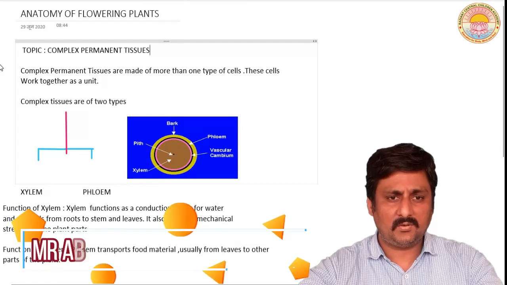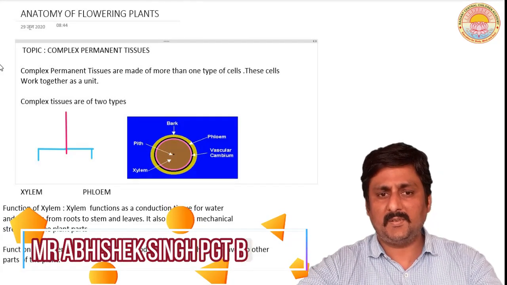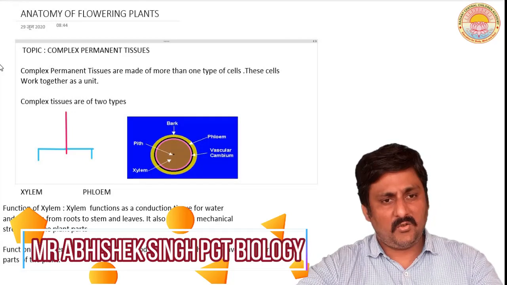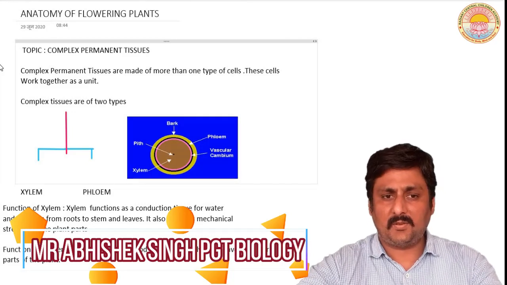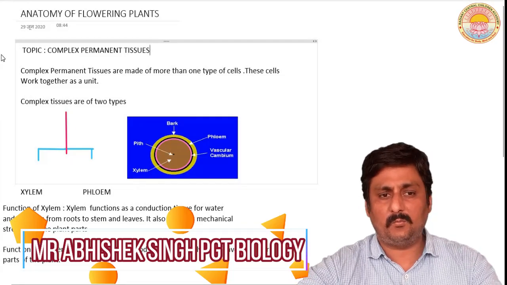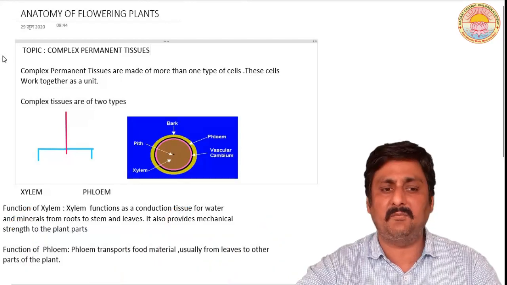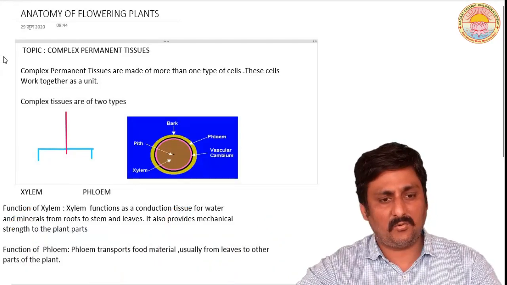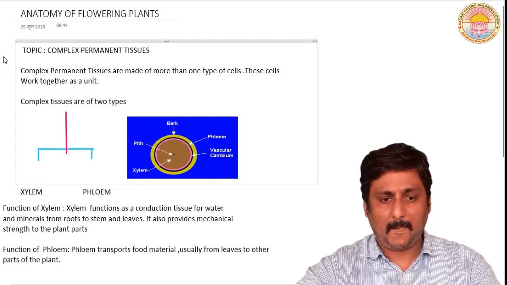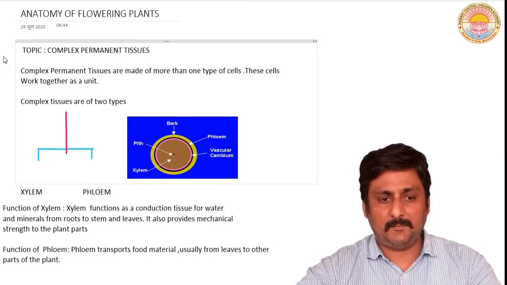Good morning, students. Today we are going to study about complex permanent tissue. Initially we have already discussed about simple permanent tissue. In this we will be talking about various kinds of complex permanent tissue, that is xylem and phloem, each consisting of 4 types of cells. So we will be talking about xylem and phloem.